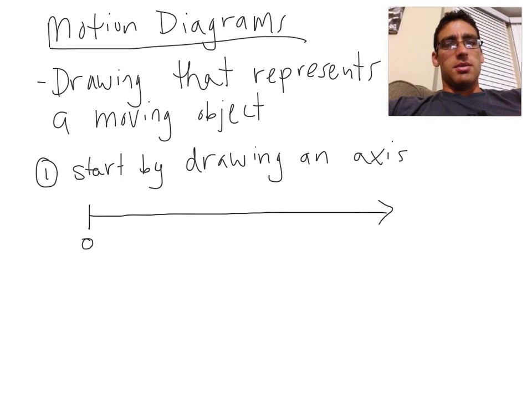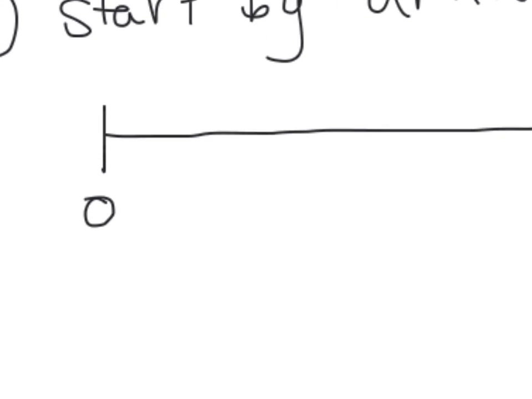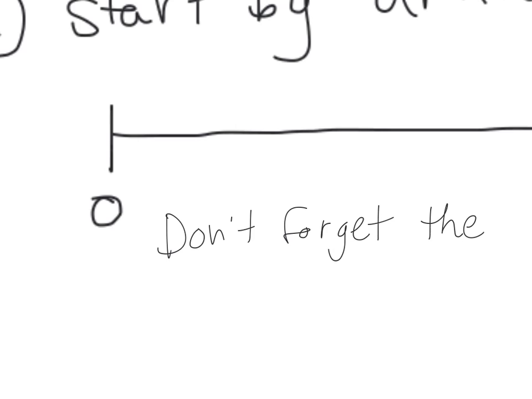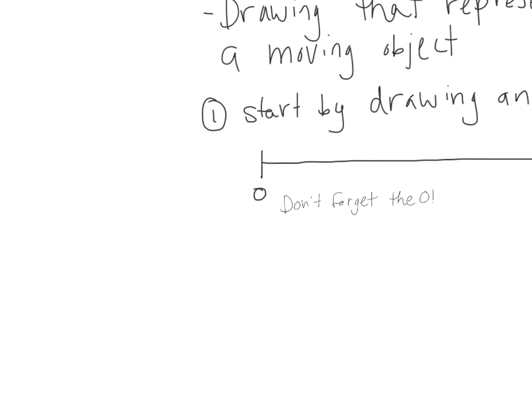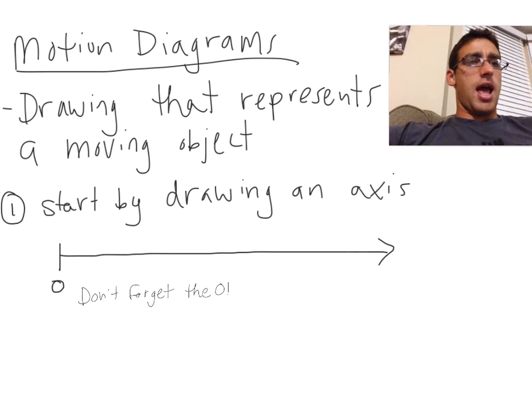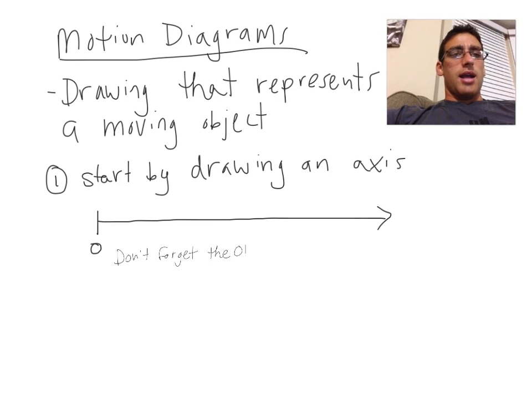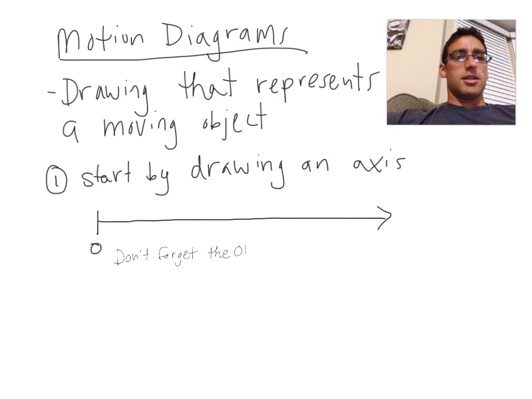Let's see, can I zoom in? All right, so my face is gone for a second. Sorry about that. Okay, and we're going to write here, don't forget the 0! Alright, let's see now if I can zoom back out so we can see my face again. Hey, there I am. Alright, cool. Alright, so start out by drawing an axis and don't forget the 0.